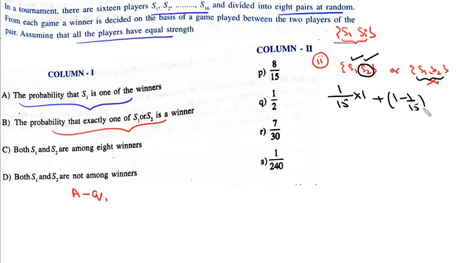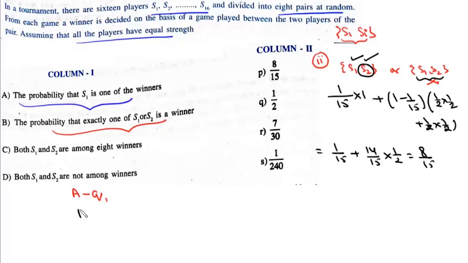Now if we take the second case, when they are not paired against each other, it will be 1 minus 1 by 15. Here we have two possibilities: S1 wins and S2 loses, or S2 wins and S1 loses. So it will be 1 by 2 into 1 by 2 plus 1 by 2 into 1 by 2. So this probability will be 1 by 15 plus 14 by 15 into 1 by 2, which is simply 8 by 15. So this B matches with P.